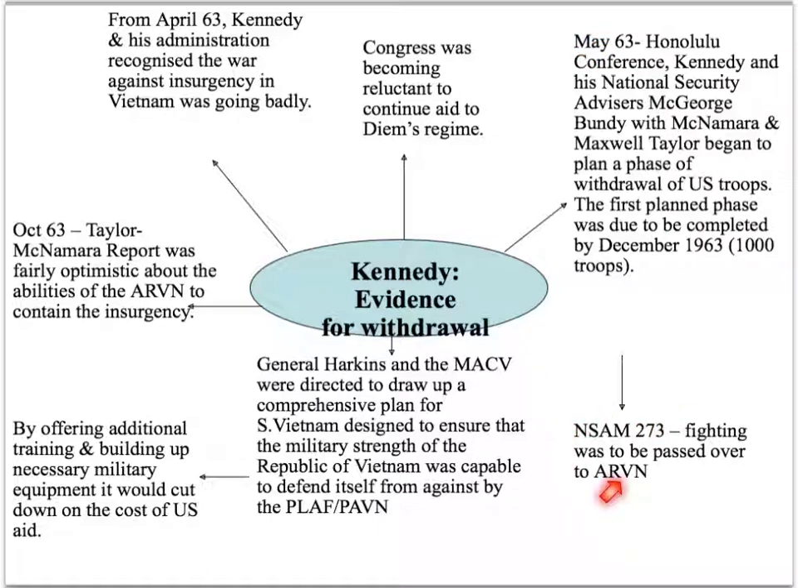By the decision of NSAM 273, fighting was to be passed over to the South Vietnamese Army. General Harkins was directed to draw up a comprehensive plan for South Vietnam designed to ensure that the military strength of the Republic of Vietnam was able to defend itself against its enemies. The Americans would offer to build up additional hardware and equipment. And by October 1963, the Taylor and McNamara report was initially optimistic about the abilities of the South Vietnamese army to contain the insurgency.